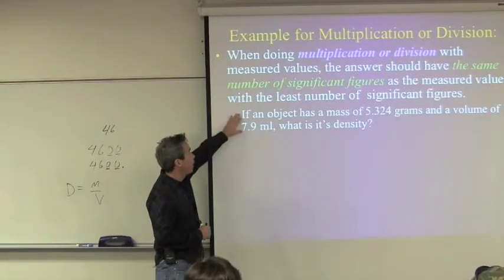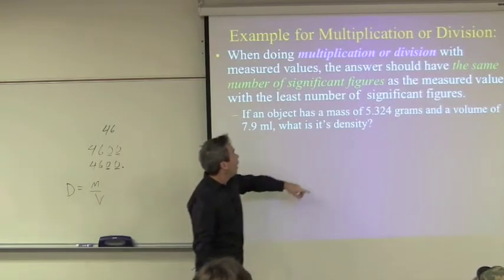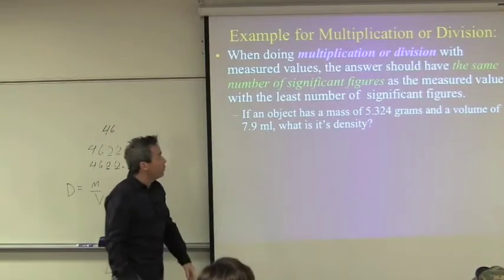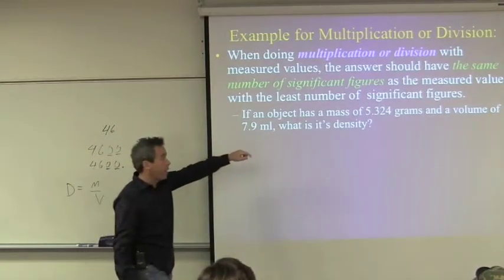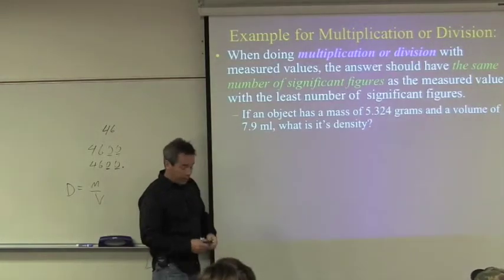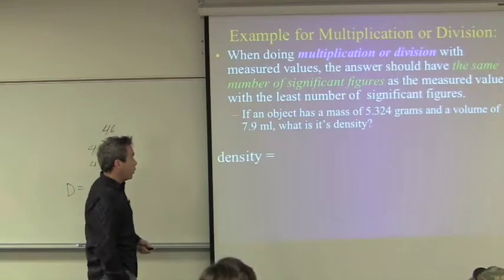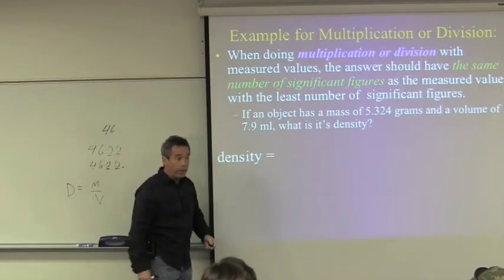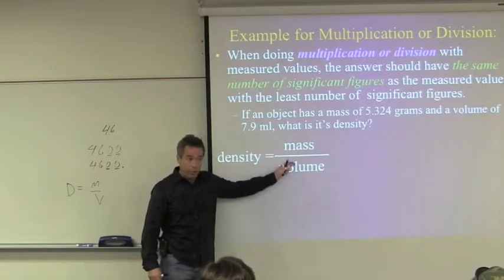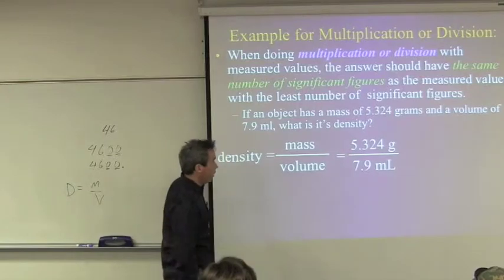Here's our object. This is back to a density problem. Someone brings you a material. Its mass is 5.324 grams. You measure that, so that's a measured value. You measure the volume. The volume is 7.9 milliliters. And now you need to report the density to that customer. So you'll use the definition of density, like you guys told me. Density is the ratio of the mass to the volume. These were measured values. You'll put those into the equation, and then what do you do?